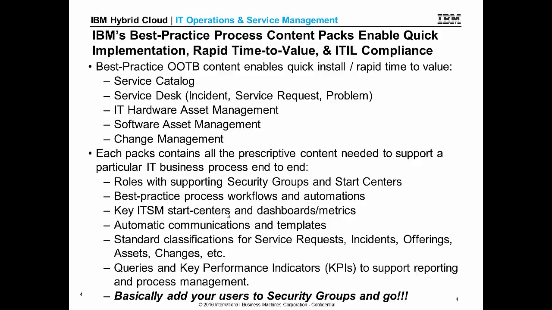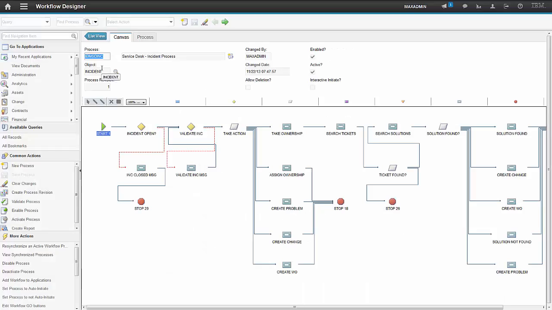Each content pack includes IBM best practice data to support a process from end to end. The data includes roles, dashboards, workflows, automated tasks and processes, communication templates, classifications, and KPIs. Customers are simply able to add their users to the predefined roles and go. Of course, many will also tailor our best practices to their specific business culture and needs.